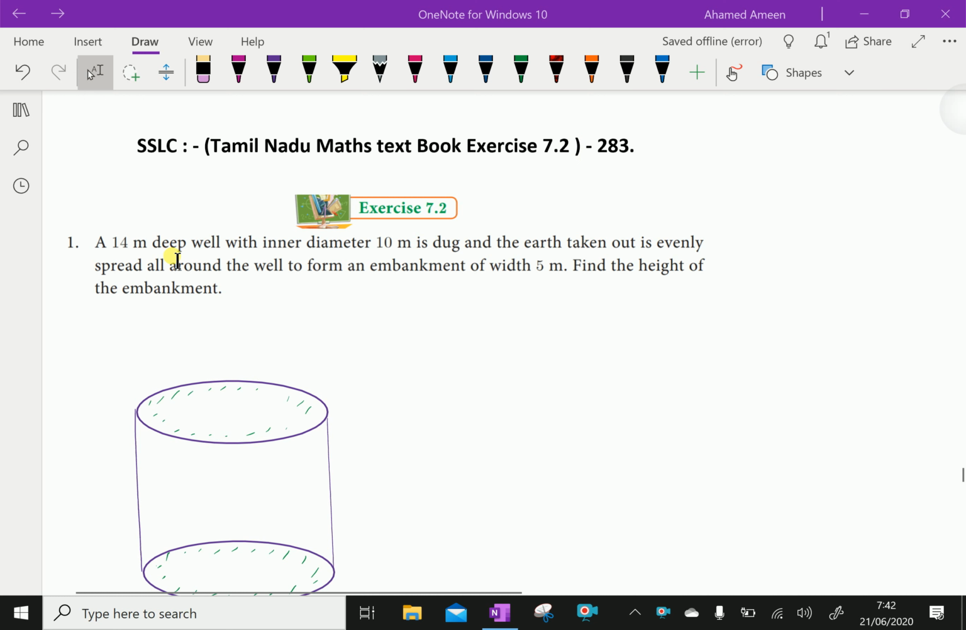Let us do Tamil Nadu SSLC Maths Textbook Exercise 7.2, question number 1. A 14-meter deep well with inner diameter 10 meter is dug and the earth taken out is evenly spread all around the well to form an embankment of width 5 meter. Find the height of the embankment.